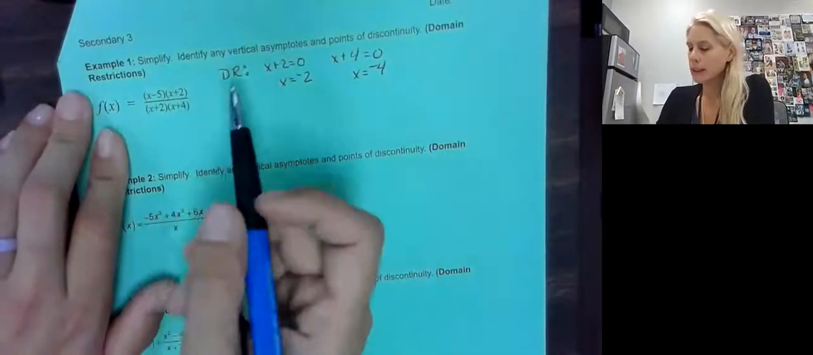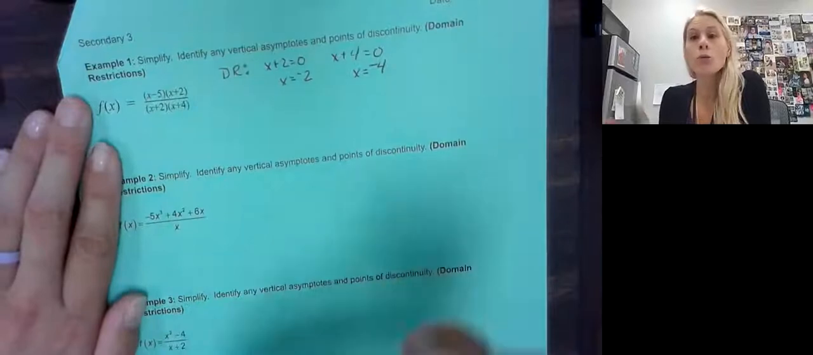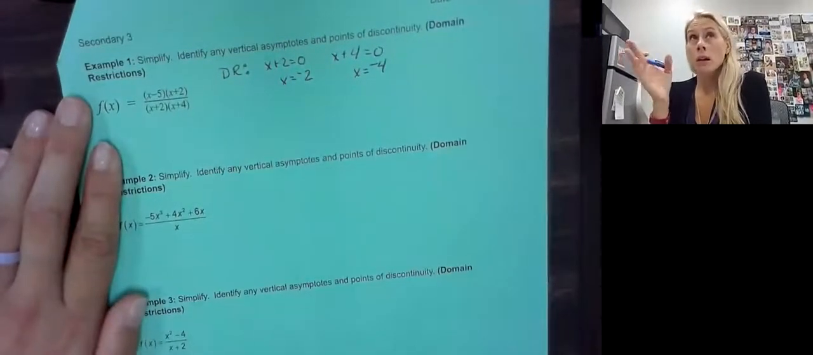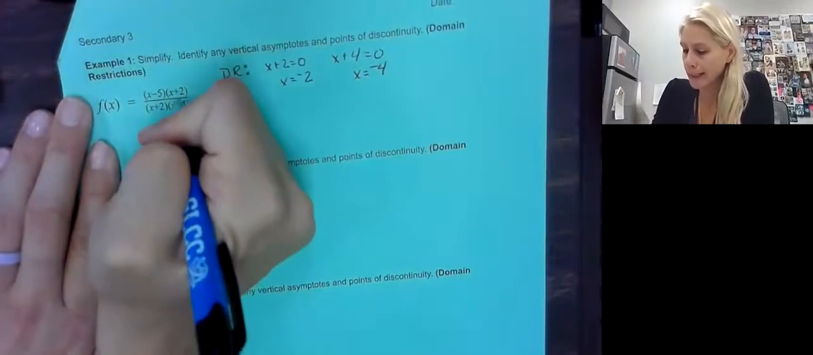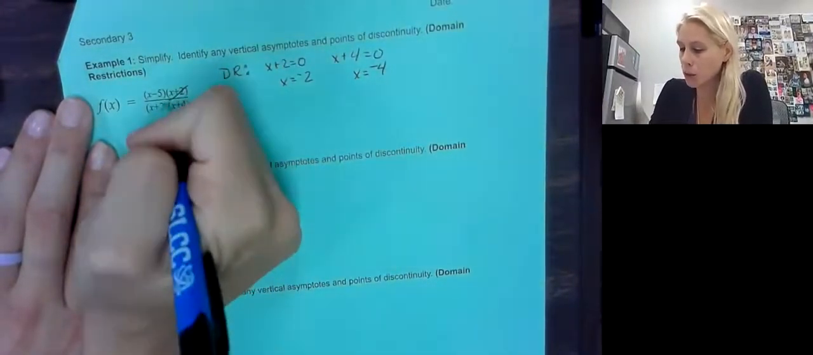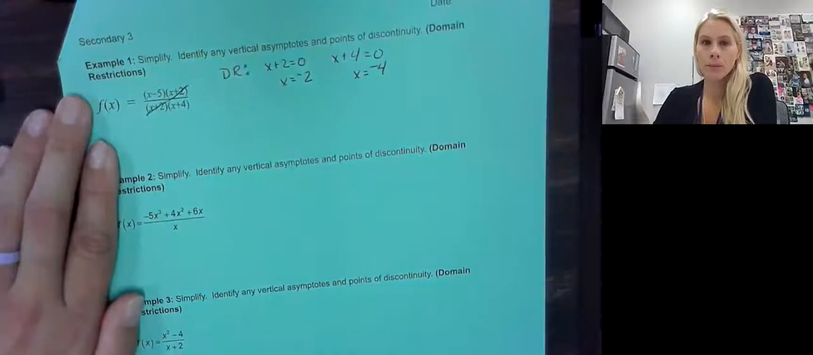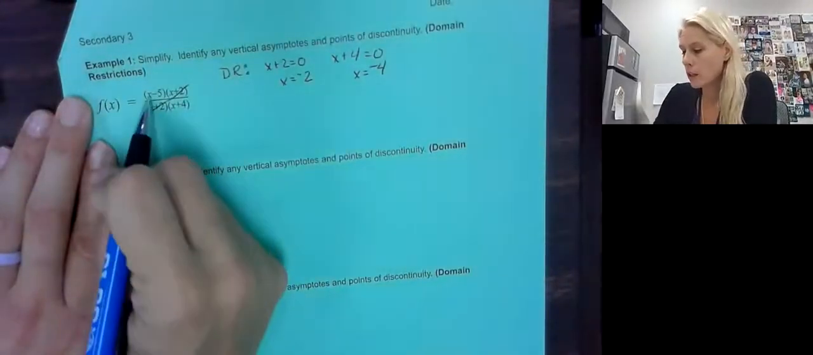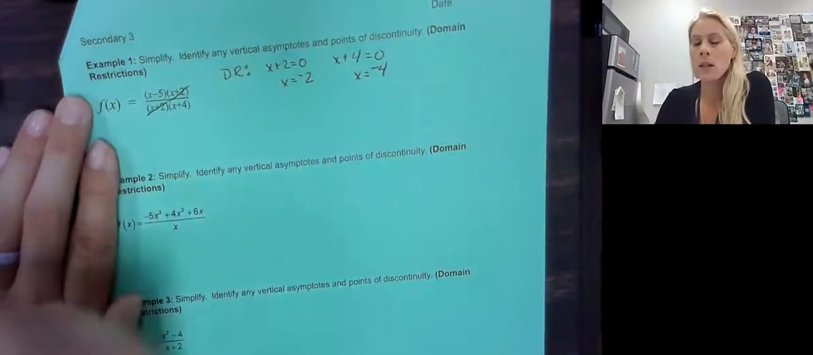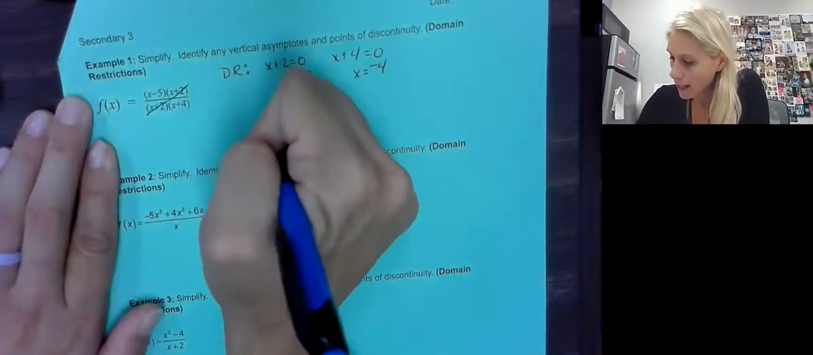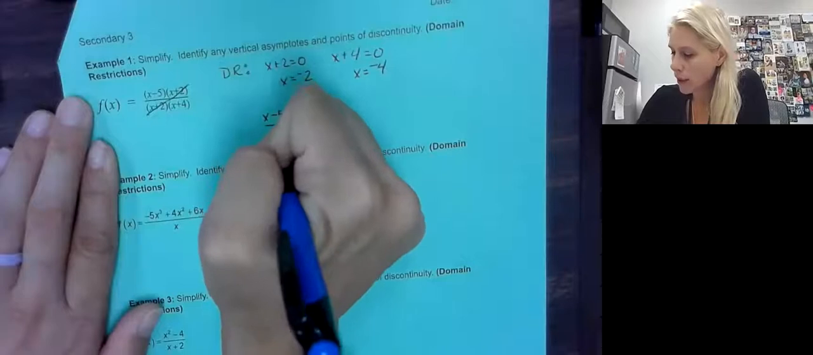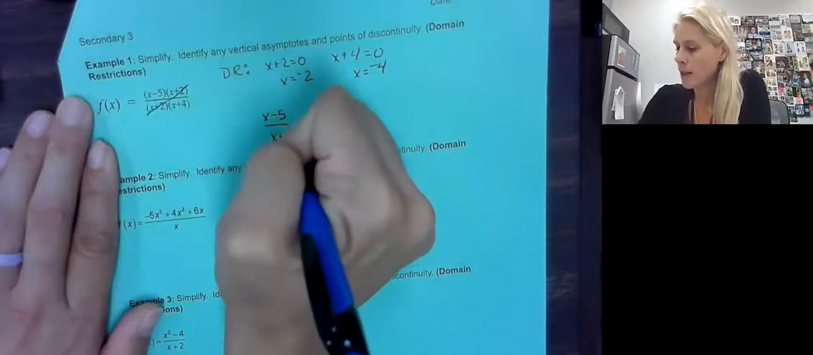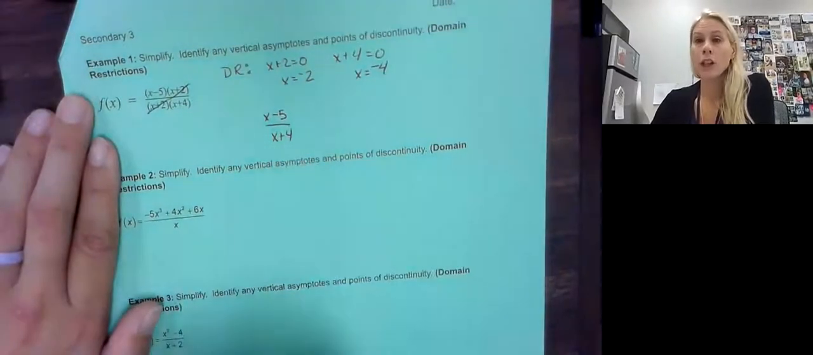Now let's look at our simplified. Remember, we're going to cross out groups. So what group do you see? I see an x plus 2 and an x plus 2. Remember, we cannot cross out those x's. So we're left with x minus 5 all over x plus 4. And that is our simplified function.